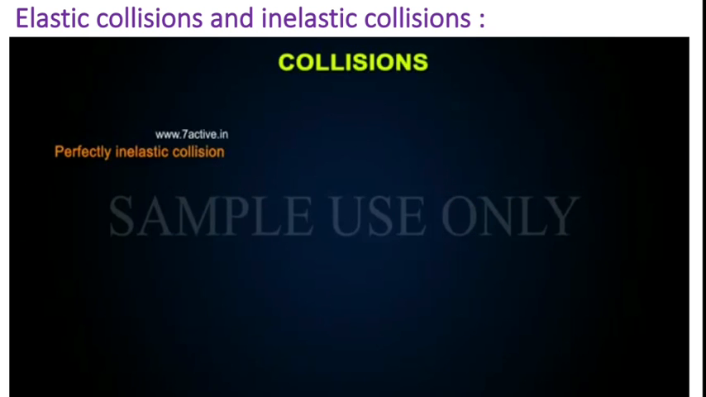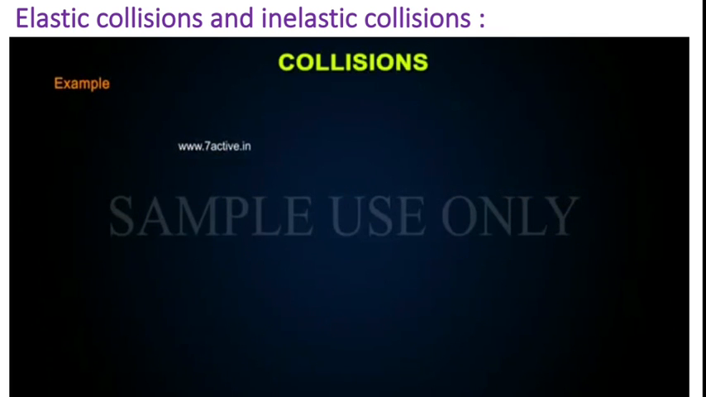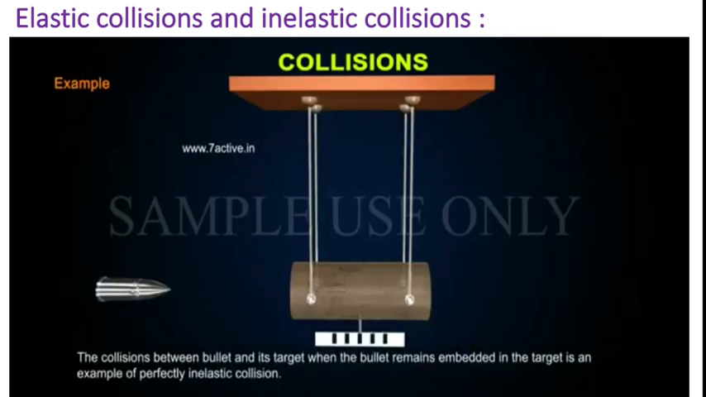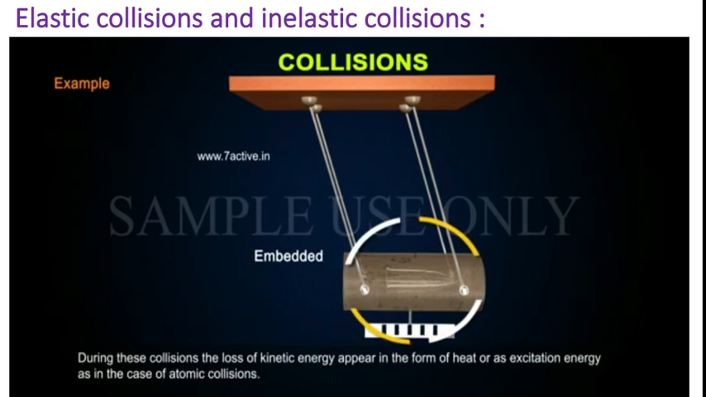Perfectly inelastic collision. When two bodies stick together after collision, the collision is said to be perfectly inelastic collision. In inelastic collisions, kinetic energy is not conserved. Example: the collision between bullet and its target when the bullet remains embedded in the target is an example of perfectly inelastic collision. During these collisions, the loss of kinetic energy appears in the form of heat or as excitation energy, as in the case of atomic collisions.